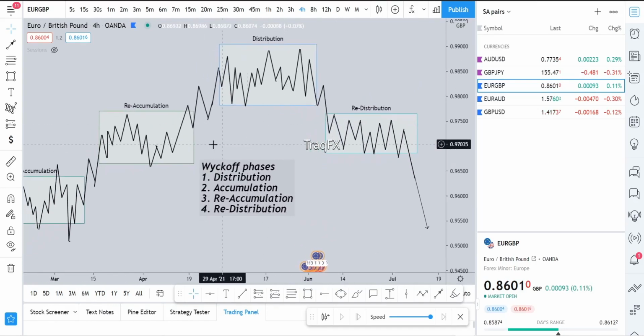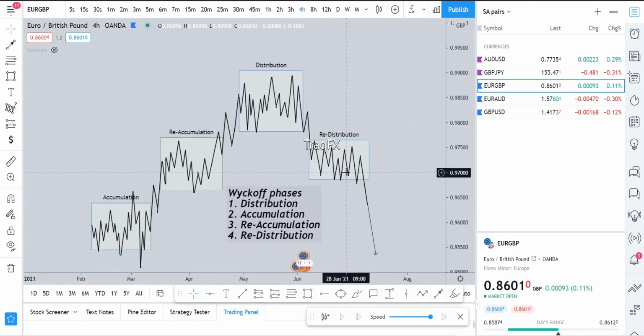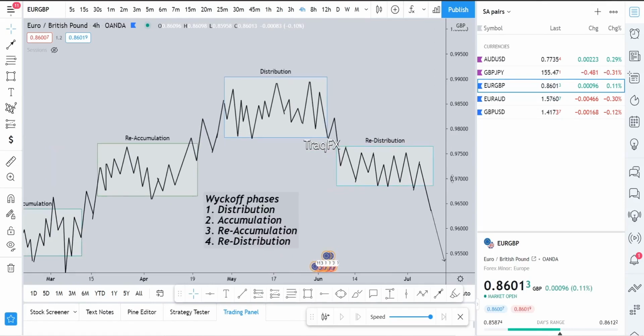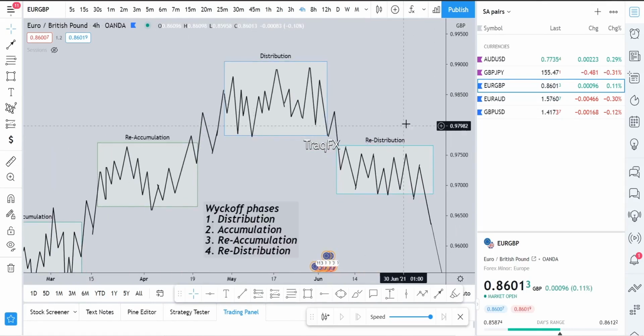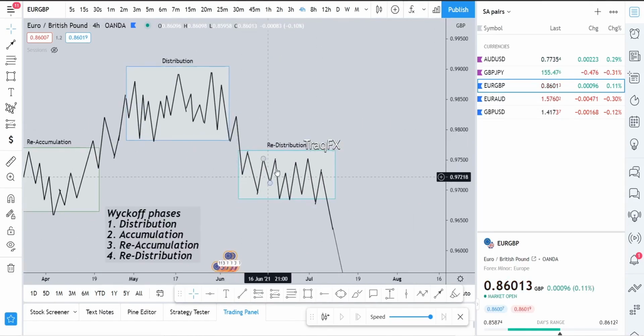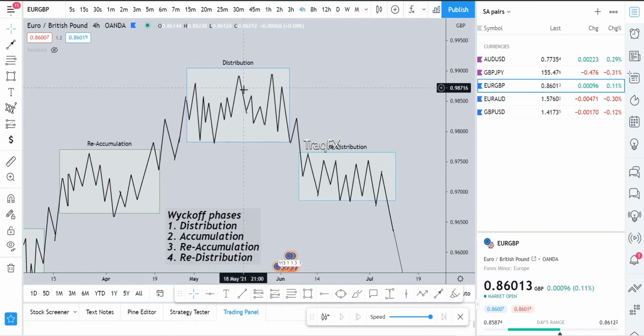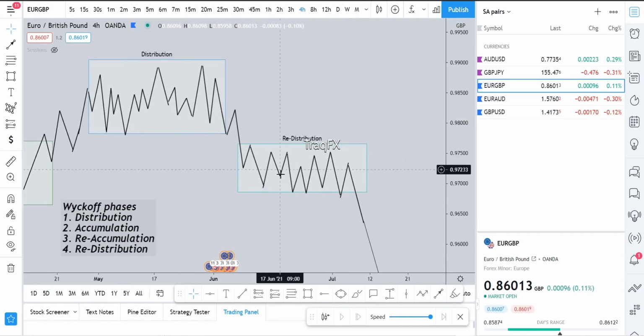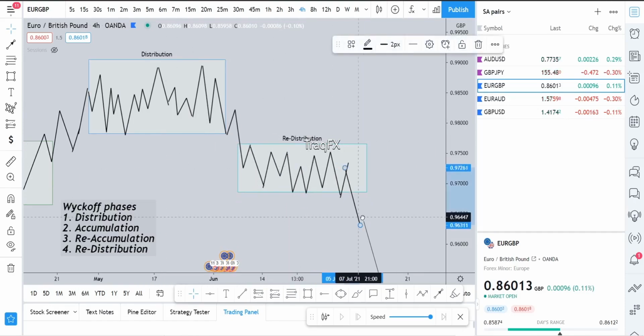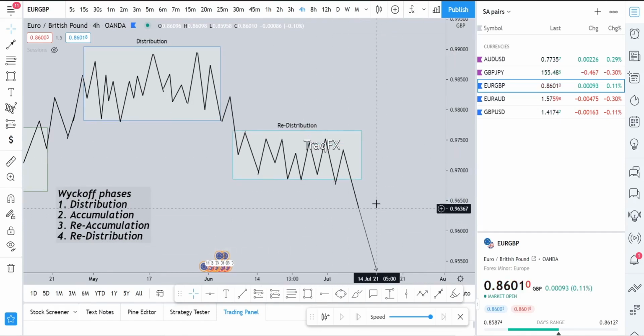Now, vice versa for redistribution. Similarly to reaccumulation, you will see that the price will be distributed. You'll see a distribution of price occur after a distribution. So if distribution has not fully distributed all the price that's necessary, more times you'll see a redistribution after to complete the leftovers, the supply and demand balance, the liquidity grabs, before price expands towards the downside.